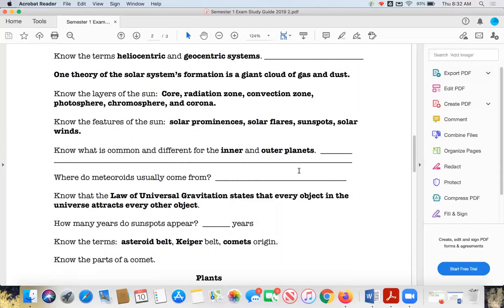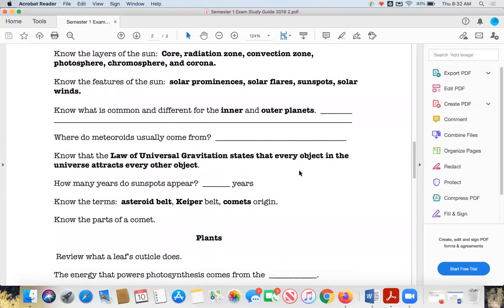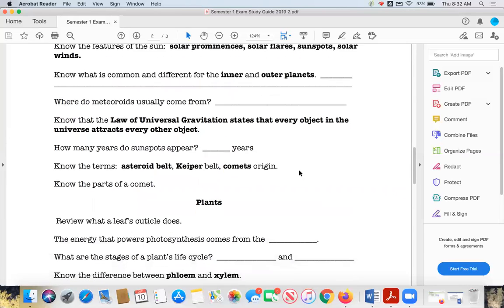The commonalities, what do they share in common? Where do meteoroids usually come from? Is it the Kuiper belt? Is it the Oort cloud? Is it the asteroid belt? Know that the law of universal gravitation states that every object in the universe attracts every other object. Again, that's just given to you. How many years do sunspots appear? I left a blank, you can fill that in. Know the terms asteroid belt, Kuiper belt, comets, and their origin, which is the Oort cloud. Know the parts of a comet: nucleus, coma, dust tail, ion tail, or gas tail.